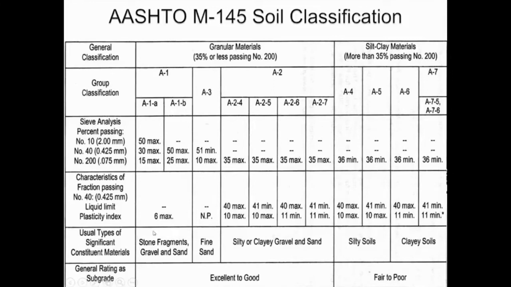As we go from left to right on the AASHTO table, we go from more granular soils to fine soils containing more fines. And then within the various subgroups of soils, from A2-4 to A2-7, we go from low plasticity soils to higher plasticity soils. And then our A4s to A7s, again, low plasticity to high plasticity. And then a various description of the rating of these materials as subgrade material.